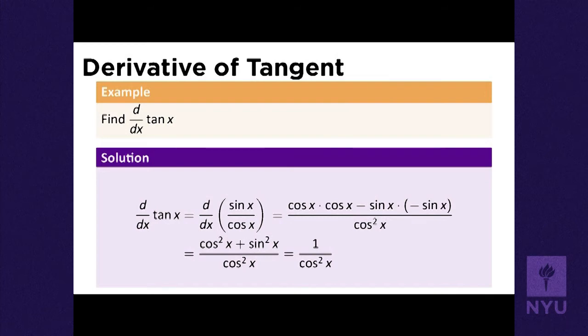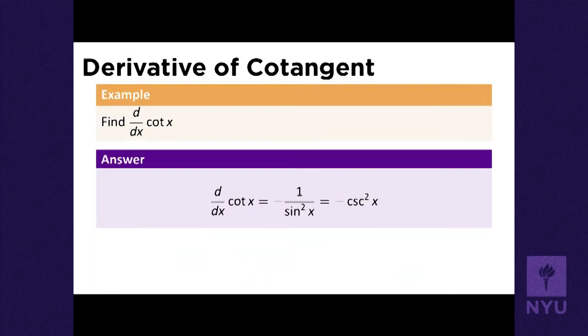So another way to write the derivative of tangent is to say that it's the square of the secant of x. Secant is the reciprocal of cosine. So the reciprocal of cosine squared is secant squared. So the derivative of tangent is secant squared. Not too bad, right? How would you use this same process to find the derivative of cotangent?